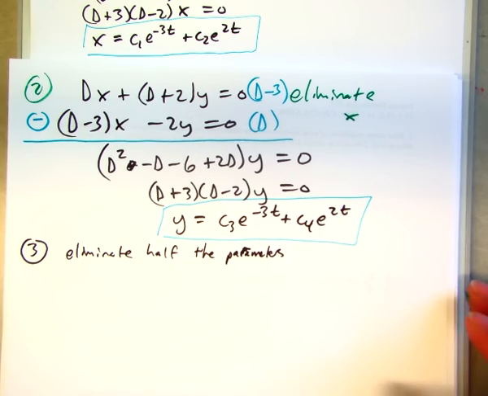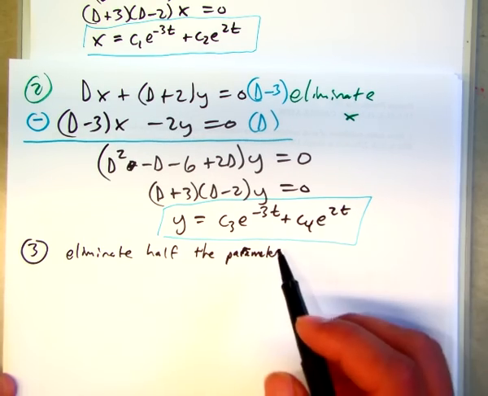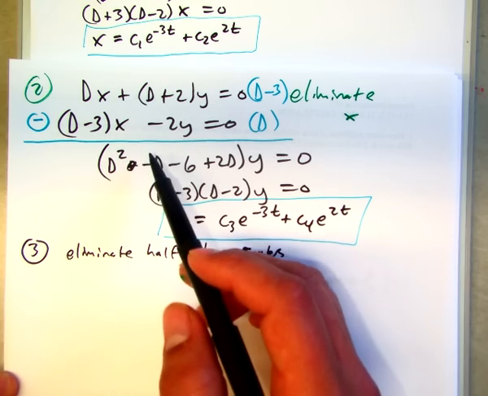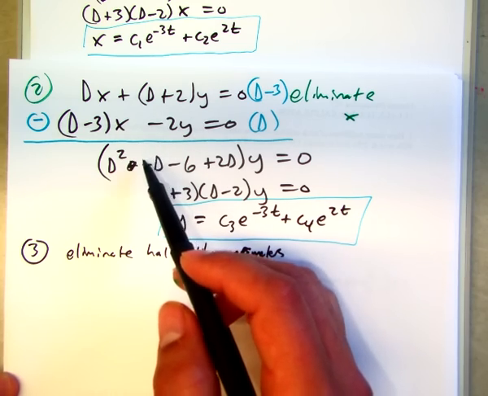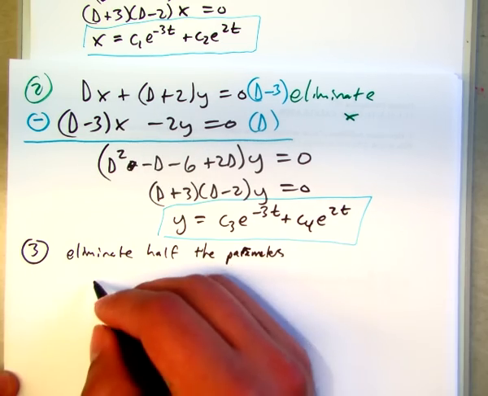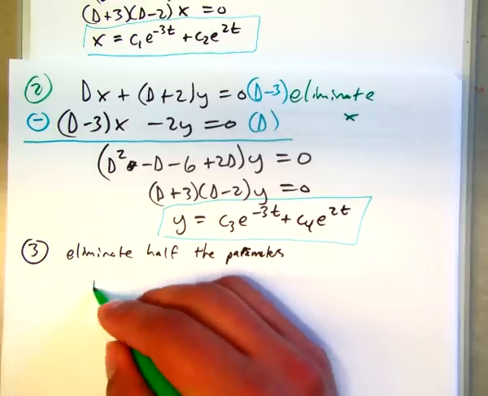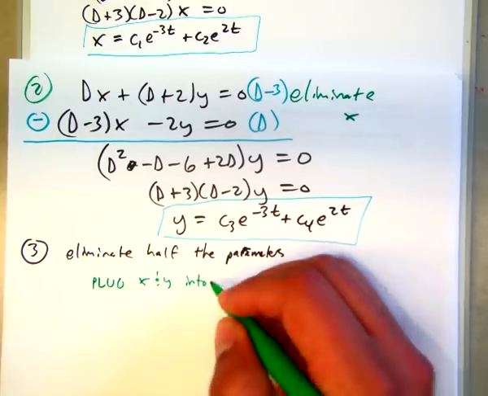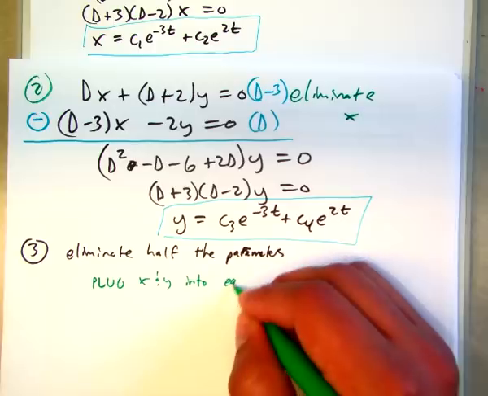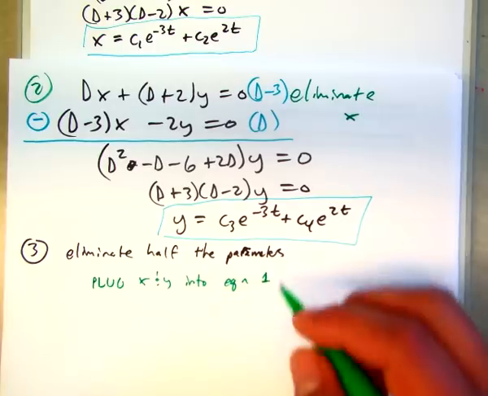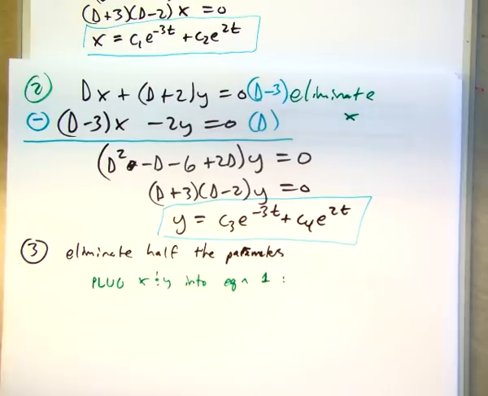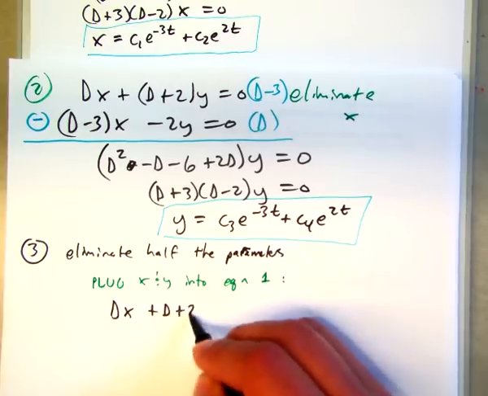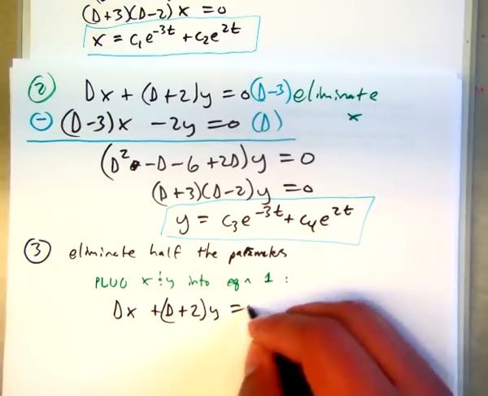Okay, and we can do that because we know what x and y look like, and we know what we should get if I plug it in, let's say, into the first equation. So if I plug x and y into equation number one, I'm going to use dx plus d plus 2y equals 0.